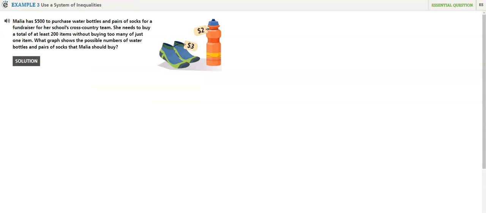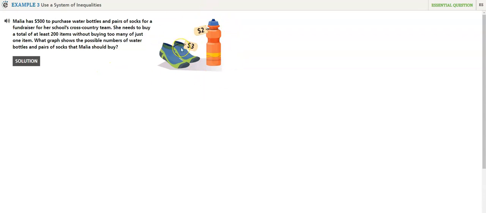All right, our example 3 is now looking at our word problems. We always get those real world problems. So here we have Malia. She has $500 to purchase water bottles and pairs of socks for a fundraiser for her school's cross-country team. She needs to buy a total of at least 200 items without buying too many of just one item. What graph shows the possible number of water bottles and pairs of socks that Malia should buy?